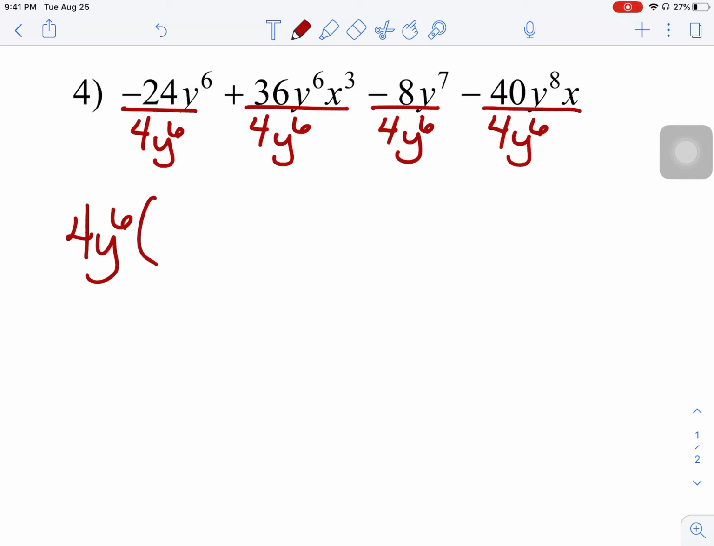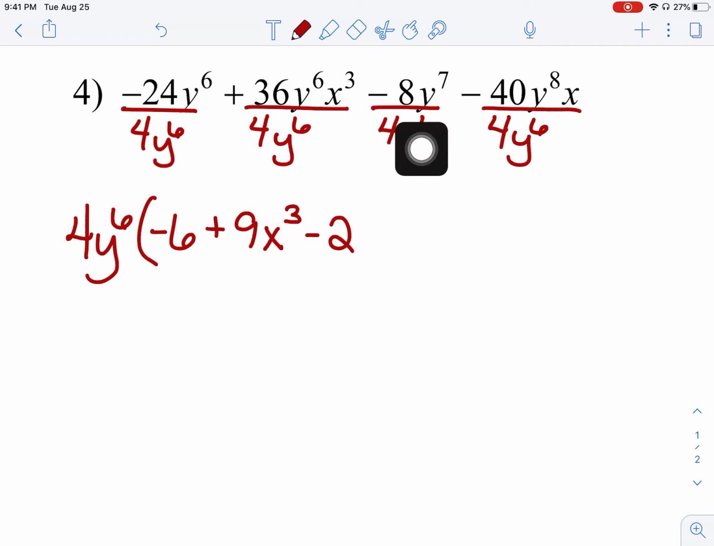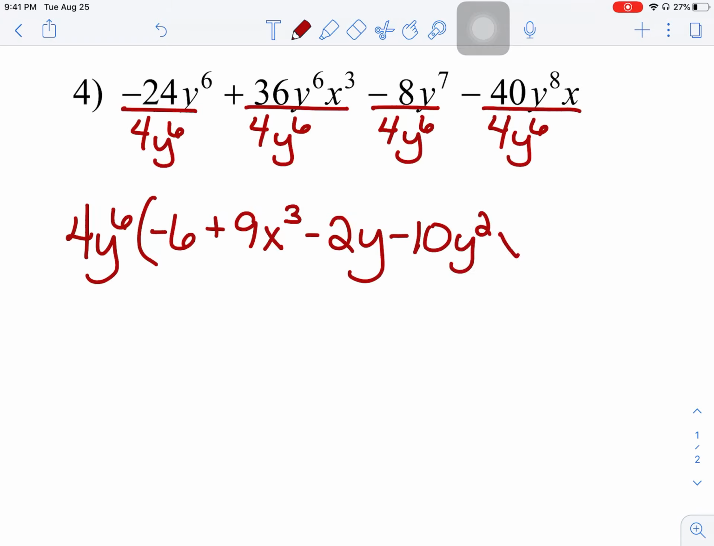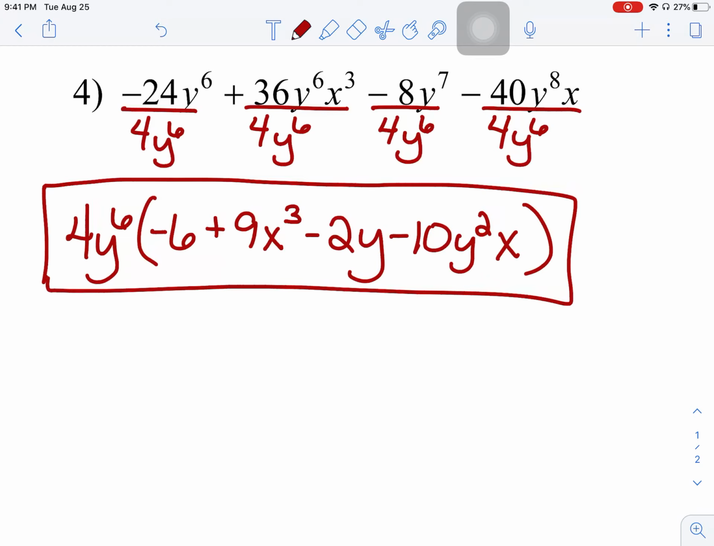And I'm going to do my division to see if it actually works here. So let's see what we've got. Negative 6, there's no more y's. They completely cancel each other out. Plus 9, no more y's, but the x to the 3rd is still there. Minus 2. Now I had y to the 7th, I divided out y to the 6th, which means 1 y is left over, minus 10y squared x, and yep, that is 100% the factored form.